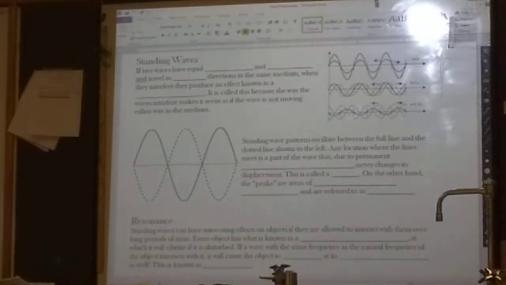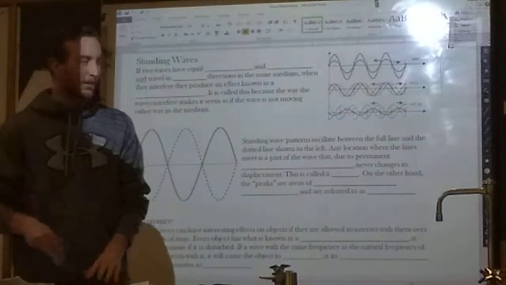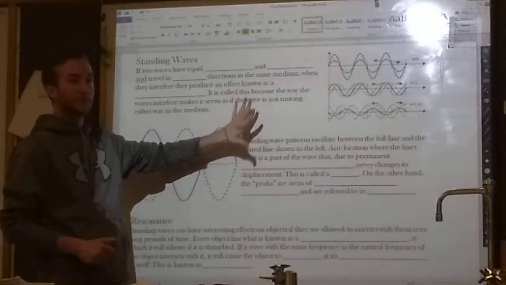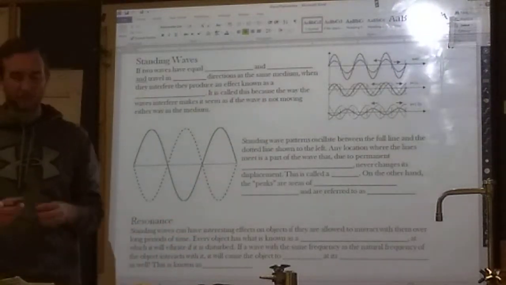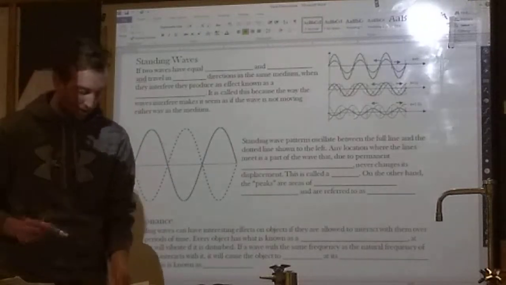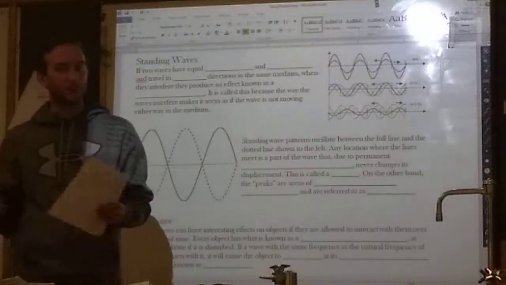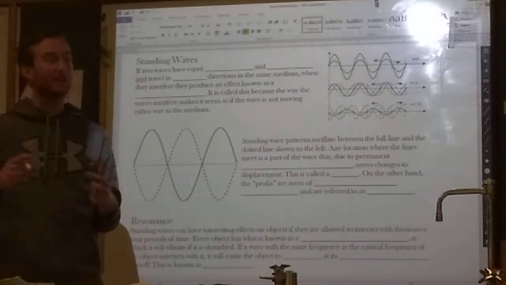All right, back for our last part of wave phenomenon, interference, and we get to talk about the most interesting part, standing waves. If you go on and take AP, we spend a lot of time talking about standing waves because they're very, very interesting. They have applications well beyond what we even get into in AP. Very, very cool.